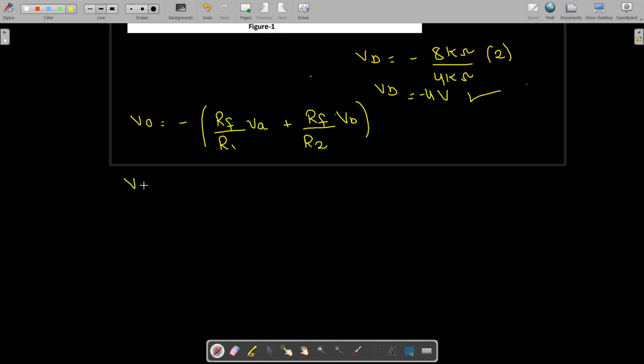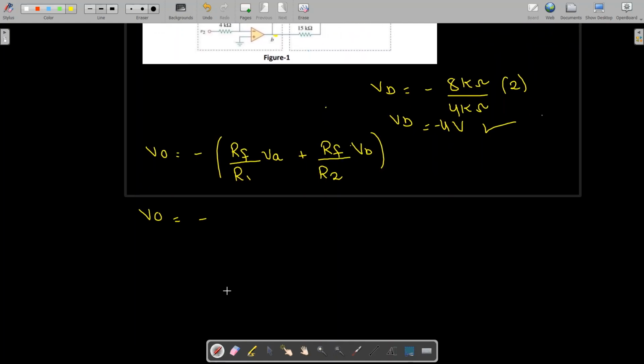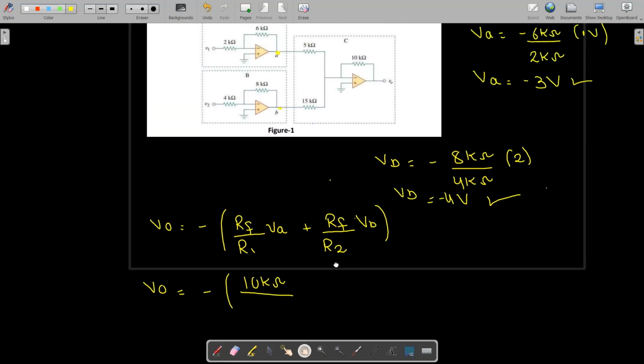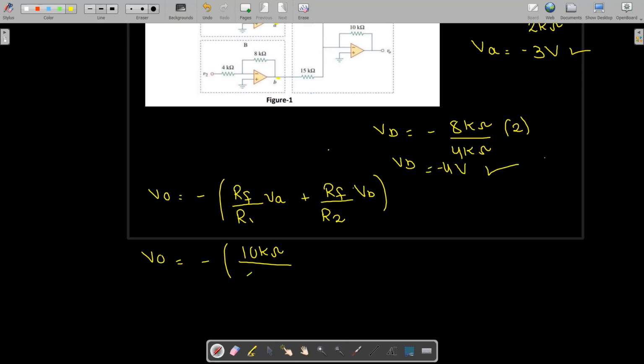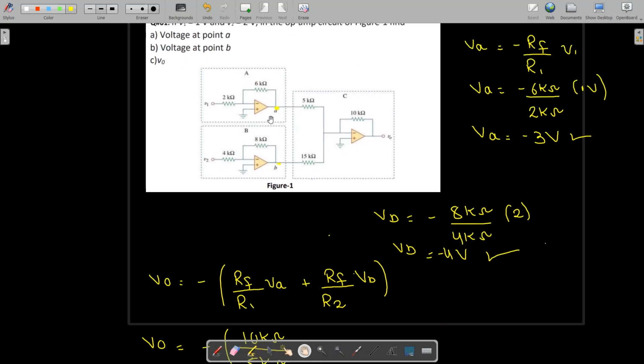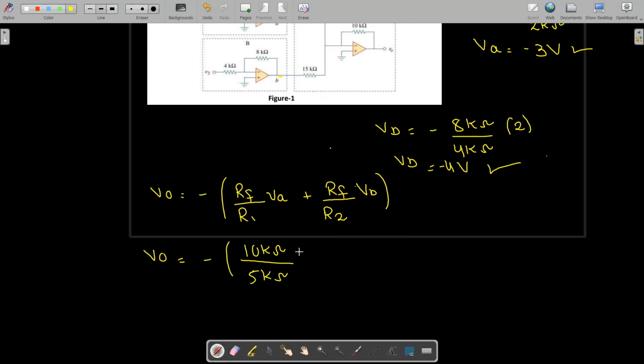Now V naught is equal to minus, now if you can see over here the feedback resistor is 10 kilo ohm. So I'm going to put 10 kilo ohm over here as the feedback resistor, divided by R1. R1 I'm going to call this 5 kilo ohm resistor. Fine. I'm going to say divided by the 5 kilo ohm resistor, multiplied by the VA. Now we have already found out the VA, which was minus 3 volt. So I'm going to put minus 3 volt over here.